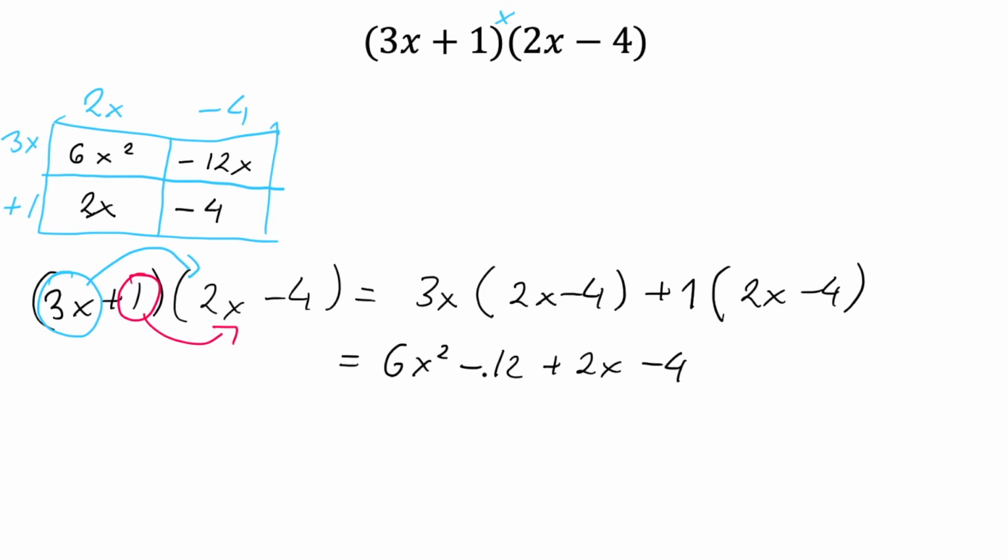Now we can start tidying up and simplifying this expression, which means that we have to add like terms. In this case, the only like terms are the x terms, minus 12x and plus 2x. 6x squared is not like 2x because it's squared, so they are not similar terms. So then what happens is we have 6x squared minus 10x minus 4. By convention, I want you to start writing the highest powers on the left and then the constants on the right of your expression. That's the tidiest way to write this down.